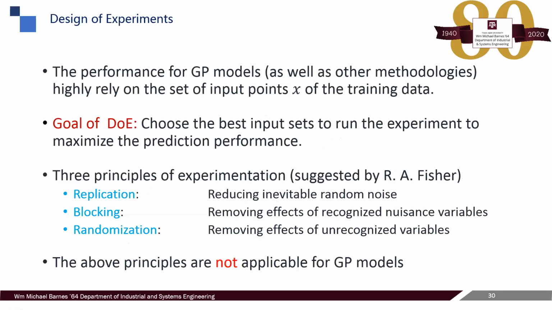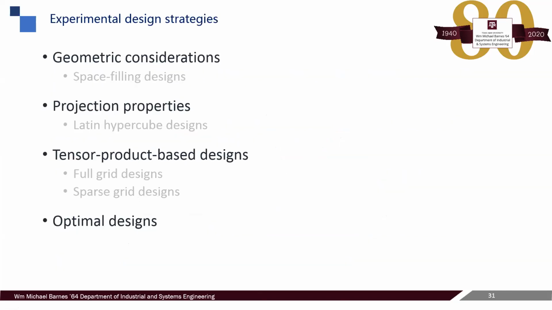Okay, so DOE, the name, is rooted in the very early work by R.A. Fisher, who proposed three fundamental principles of experimentation: replication, blocking, and randomization. But these principles are not applicable for GP models, simply because we are dealing with different models. So what we are doing here is based on different considerations. There are in general four different strategies to build designs. The first one is geometric, just using geometric principles or considerations. The second one, projection. The third one, tensor-based designs. The fourth one, optimal designs.